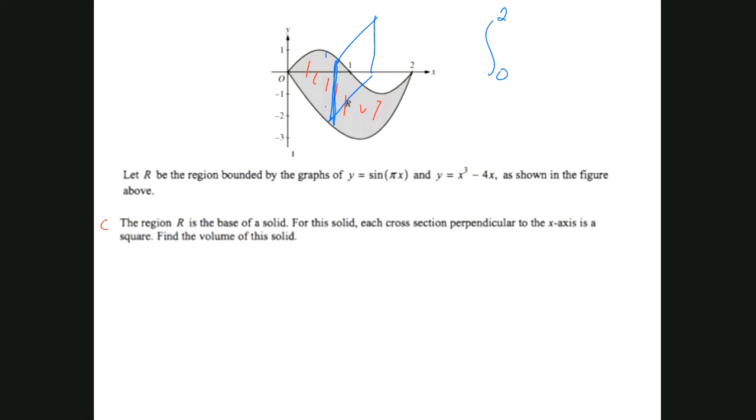So yes, I'm going to go the sine of pi x minus, and then I'm going to put parentheses, because that minus sign goes to all those terms, x to the third minus 4x. However, this has to be squared, right? Because this is just the base. Boom. Now if I plug that into my calculator, I should get the volume of that problem.